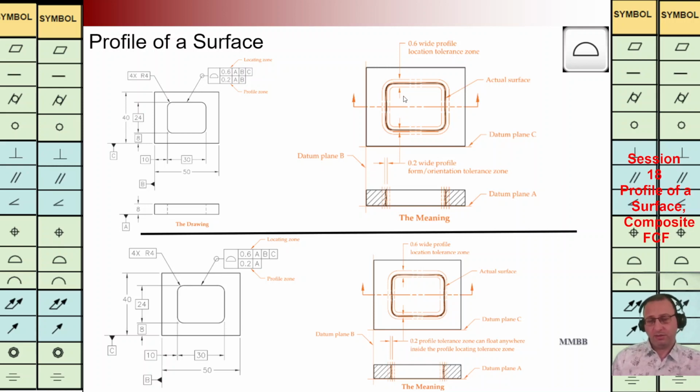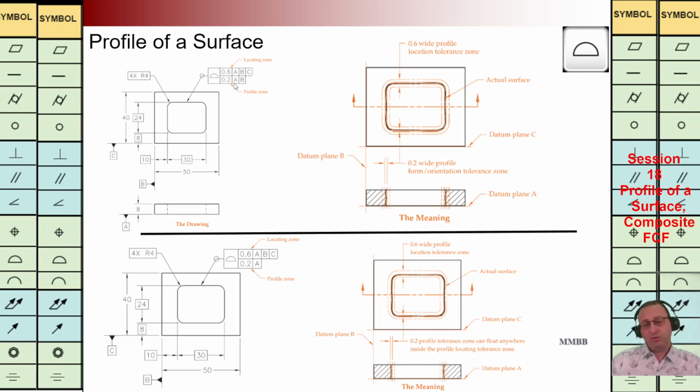Let's see here at the right hand side, we can see we are going to have this TZ 0.6, and this wavy profile is going to vary in this interval 0.2, and this yellow area can move in this TZ 0.6.